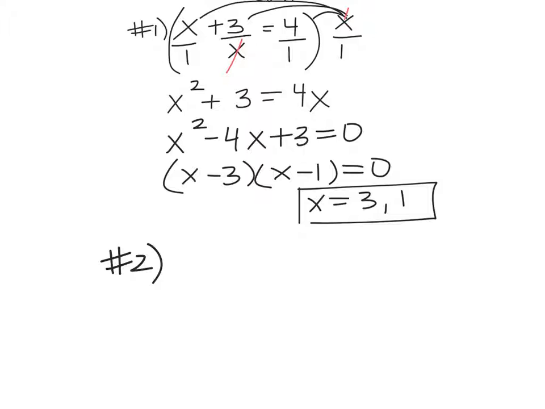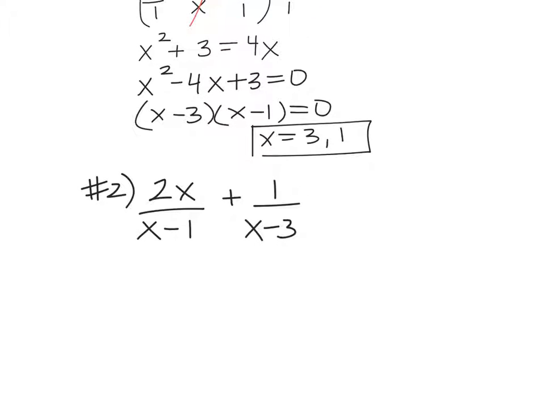Number 2. Here we go. Oh, here's a fun one. 2x over x minus 1 plus 1 over x minus 3 equals 2 over x squared minus 4x plus 3. Okay? Yeah, it got a little bit more difficult, didn't it? All of a sudden, huh? Yeah, we did these last year too, a little bit.